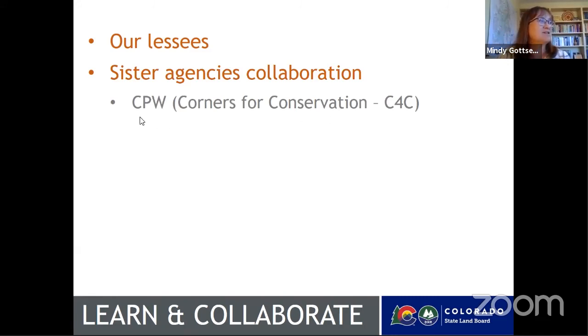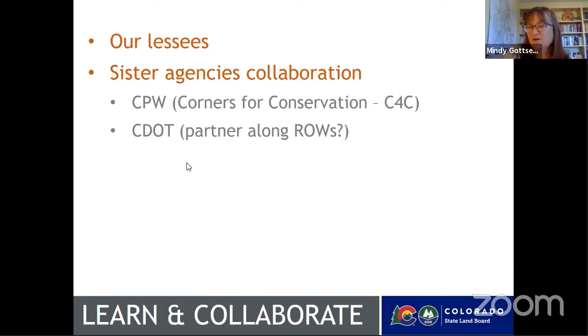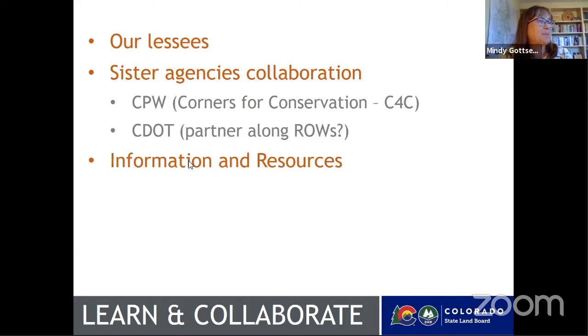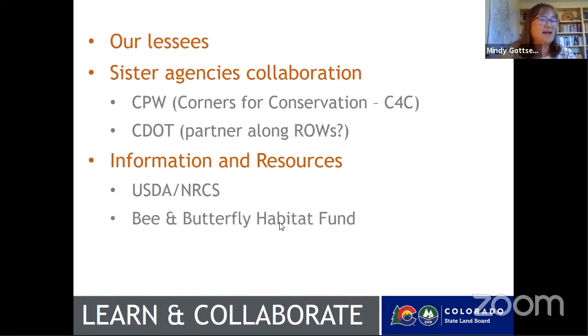Tim mentioned the Colorado Parks and Wildlife Corners for Conservation program. Some of those sites are actually on state trust lands already. We're also interested in working with CDOT, the Colorado Department of Transportation, and perhaps partnering along rights of way and implementing some of their best management practices along state trust lands. For information and resources, we've already begun to work with and get expert advice from NRCS and the Bee and Butterfly Habitat Fund, and also rely heavily on the information provided from the Xerces Society.